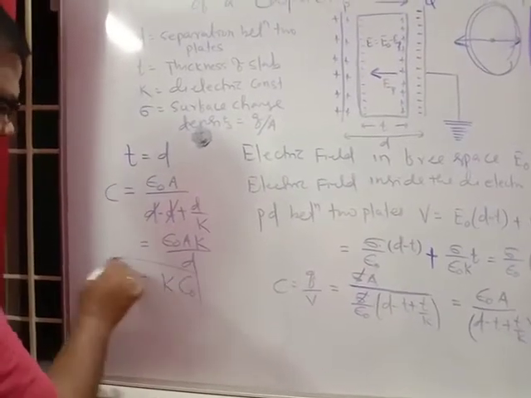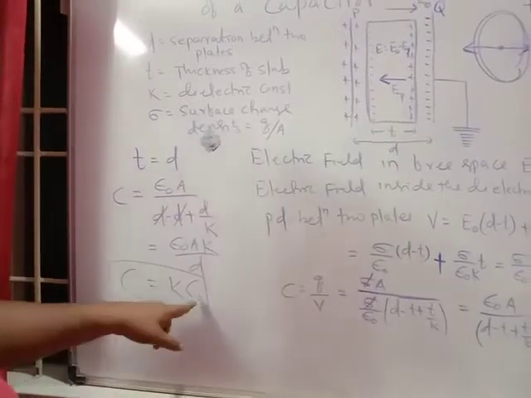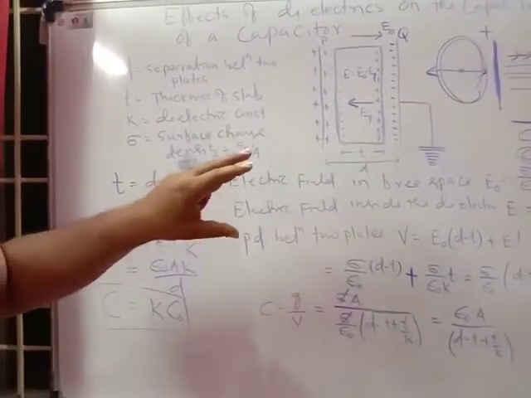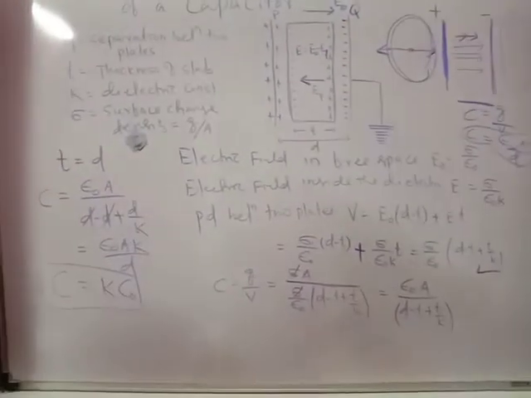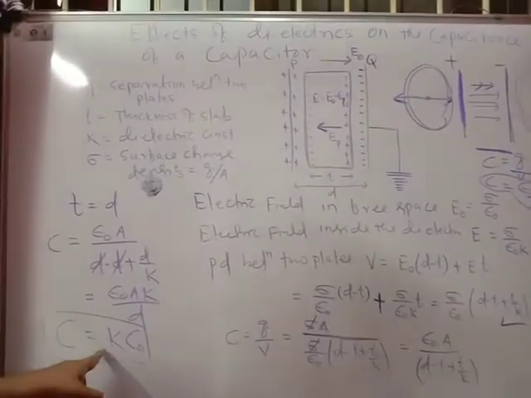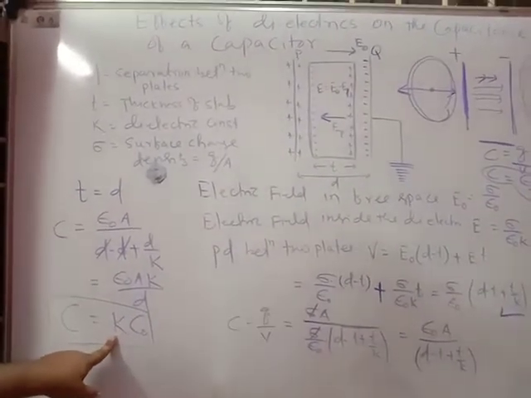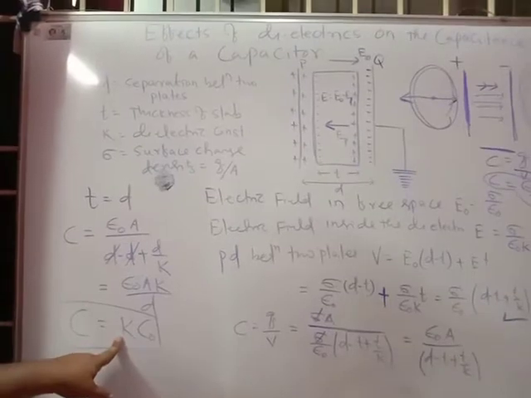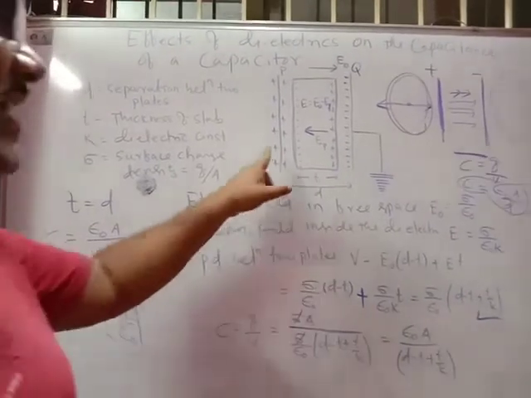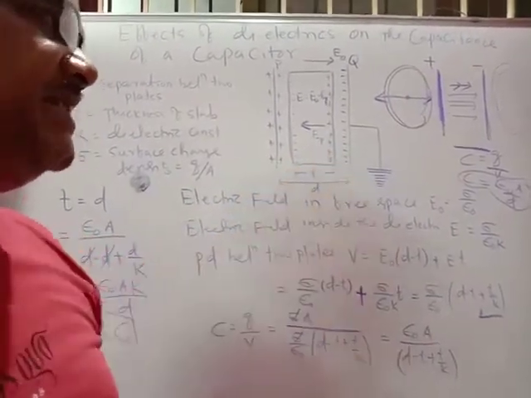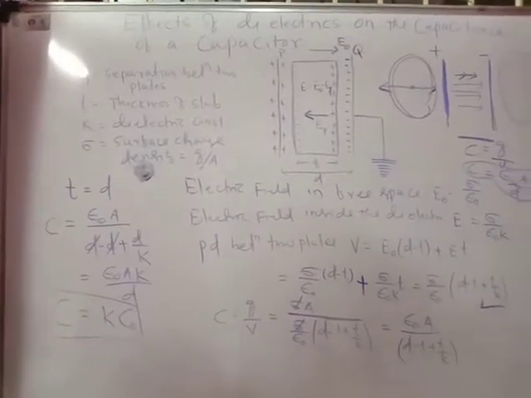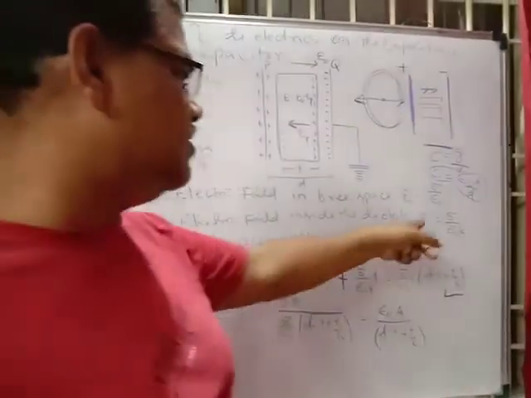In free space, the capacity was C naught, and if the dielectric slab is introduced and packed in between the two plates, the capacity increases by K times. The capacity increases by K times. If any dielectric slab is kept inside it, the capacity increases by K times. And keep this in mind, you know it from this relation also.